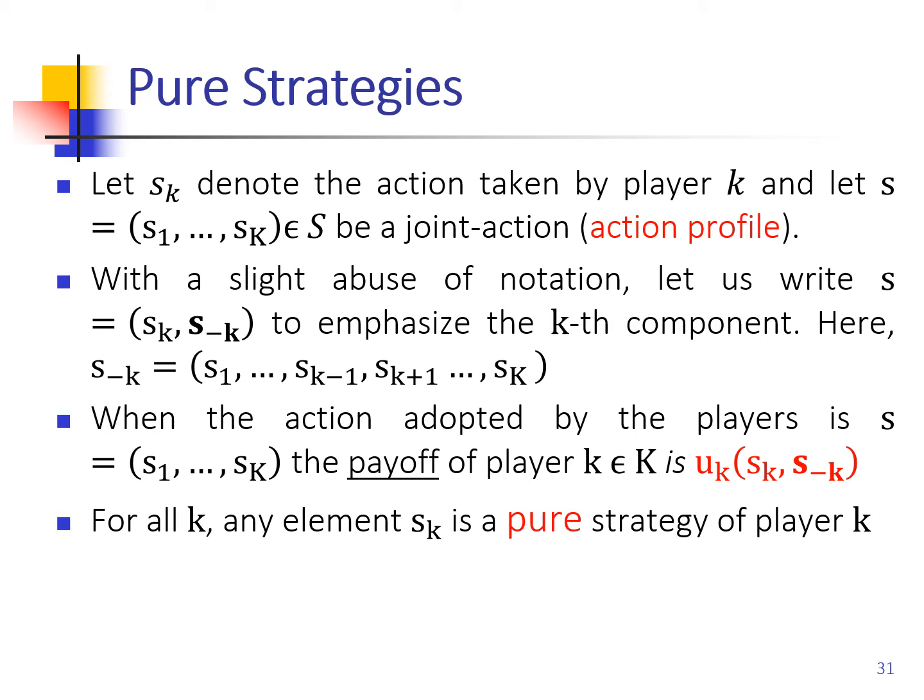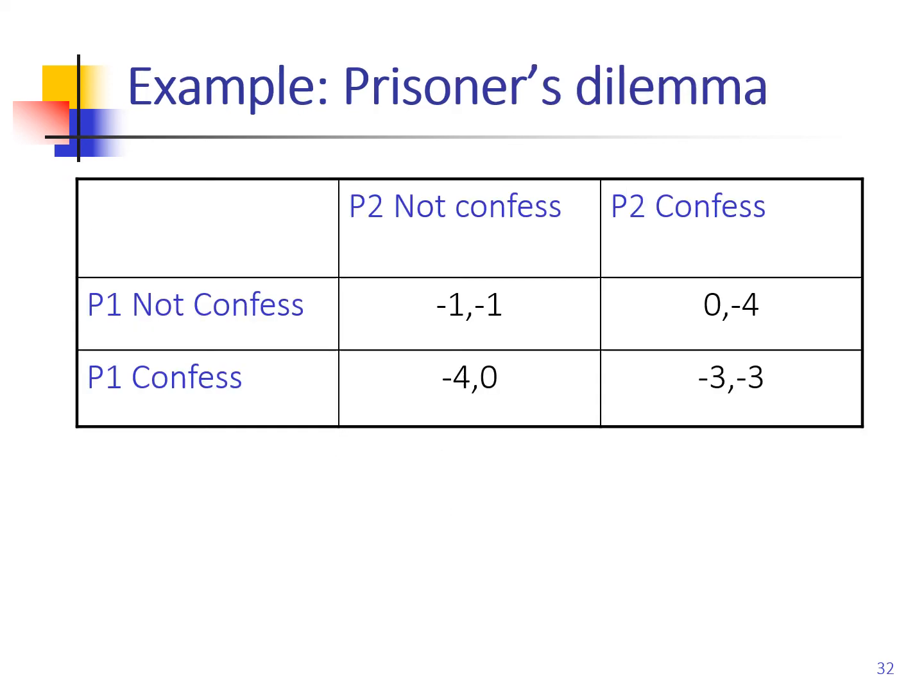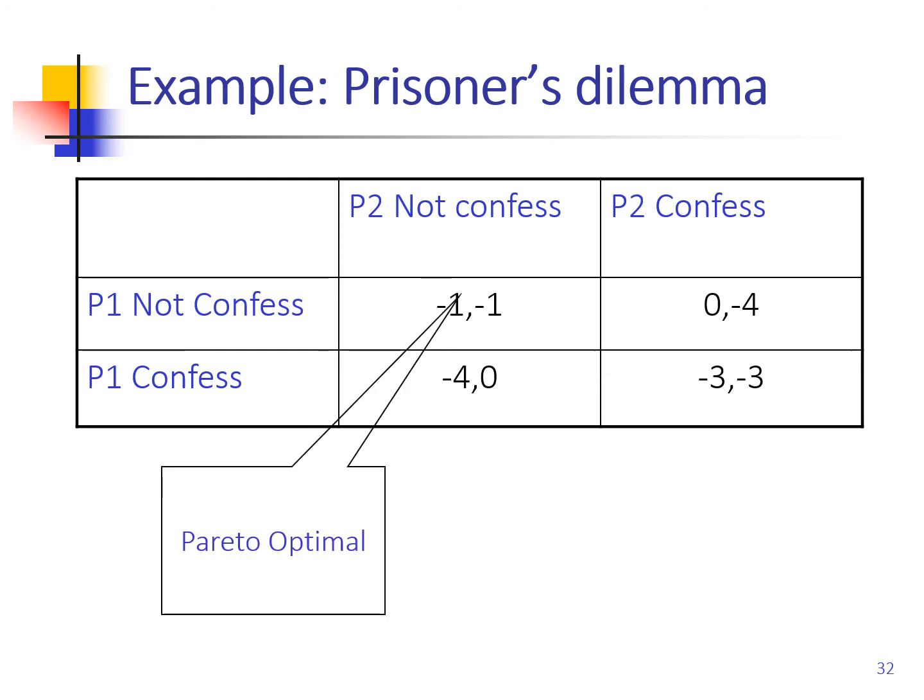When the actions adopted by the players are S_1 until S_K, you can write down the utility of the player, or the payoff, which is simply U_k(S_k, S_minus_k). This is just to facilitate the notation for what comes next. Then for all k, any element S_k is going to be a pure strategy of player k. Let's take an example. We already talked about the prisoner's dilemma, and in the case where both criminals do not confess, they will get -1.